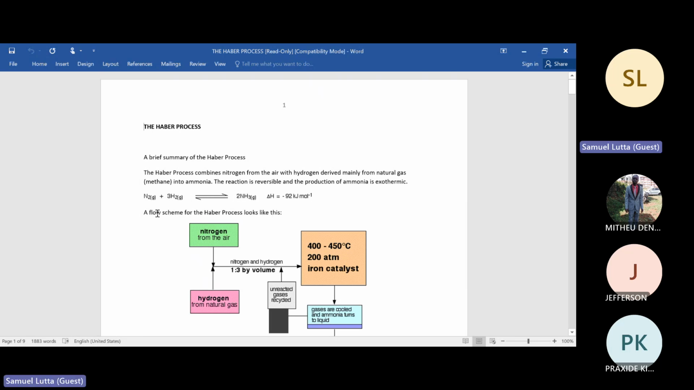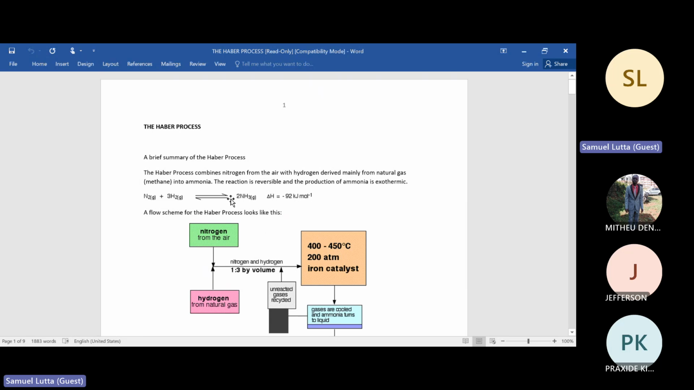You get ammonia, and the scheme is shown here. So you have nitrogen from the air, hydrogen from natural gas. These are mixed, and when they are mixed, they form ammonia. This reaction is carried out at a temperature of 400 to 450 degrees, which we consider low temperature here.